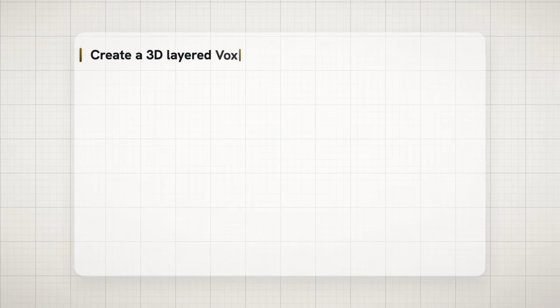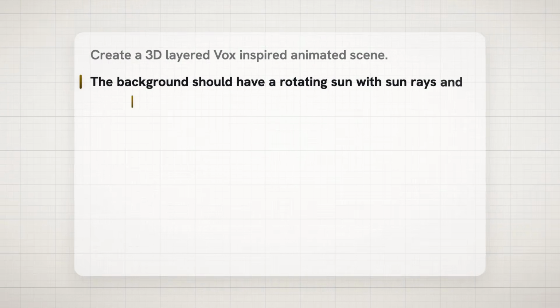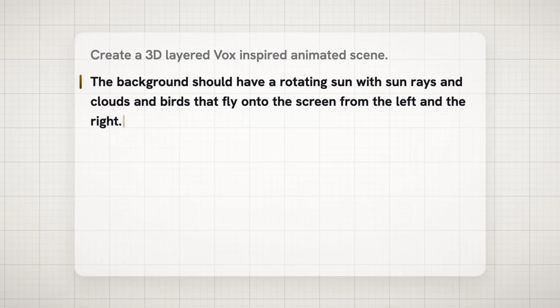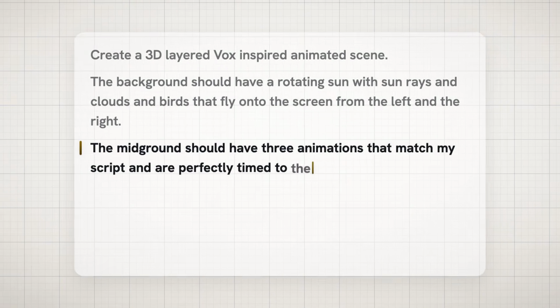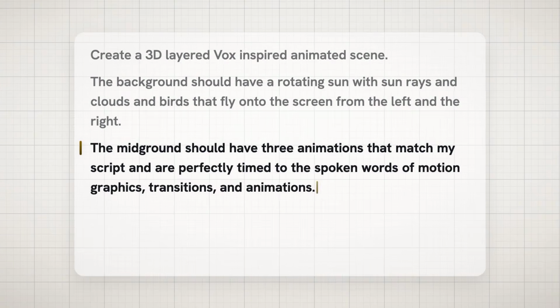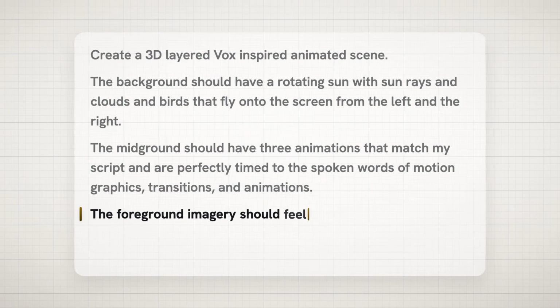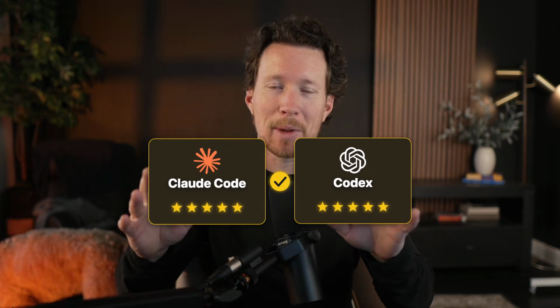Create a 3D layered, Vox-inspired animated scene. The background should have a rotating sun with sun rays and clouds and birds that fly onto the screen from the left and the right. The midground should have 3 animations that match my script and are perfectly timed to the spoken words of motion graphics, transitions, and animations. The foreground imagery should feel like an outside workstation in a minimalist tropical setting. Sometimes Claude or Codex will nail it and you'll have no changes, and other times it gets close and you just need to make a few tweaks.